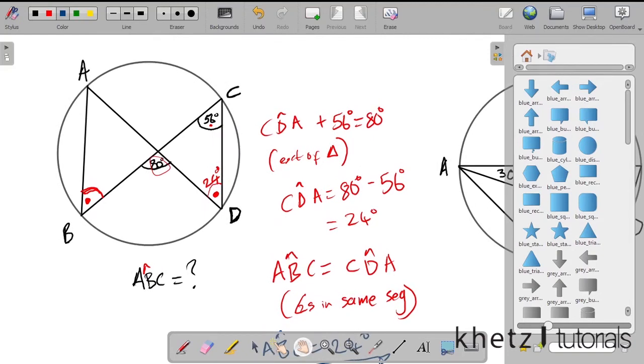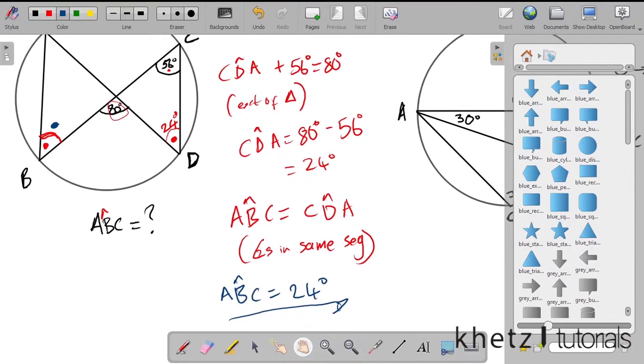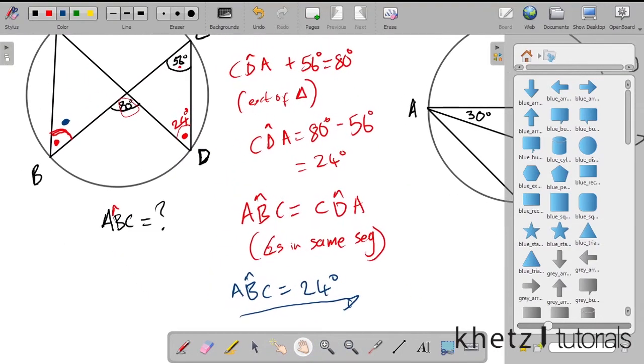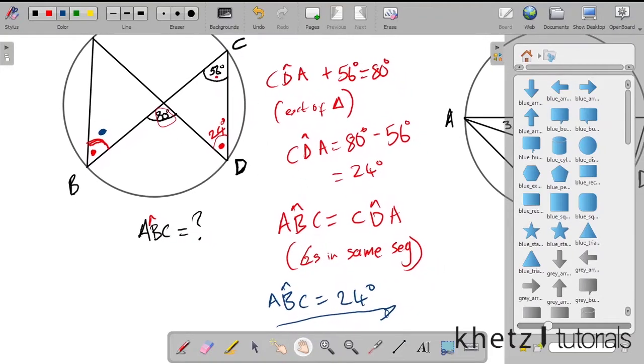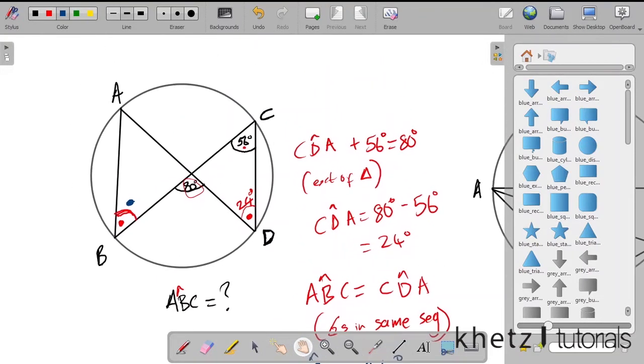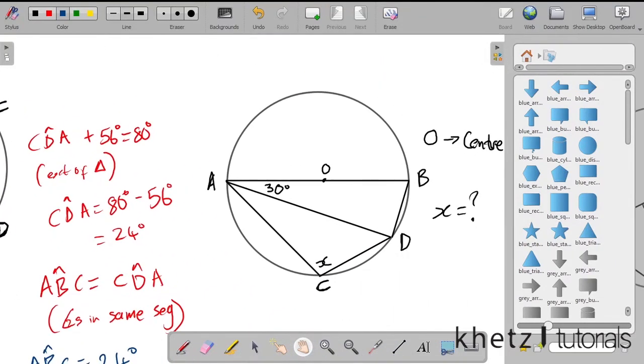So we first found the value of CDA, which is over here. After finding the value of CDA, we transferred it to this side. And the reason for that was that the angles are in the same segment, and therefore ABC is equal to CDA, with a value of 24 degrees. Now moving on to the next one.